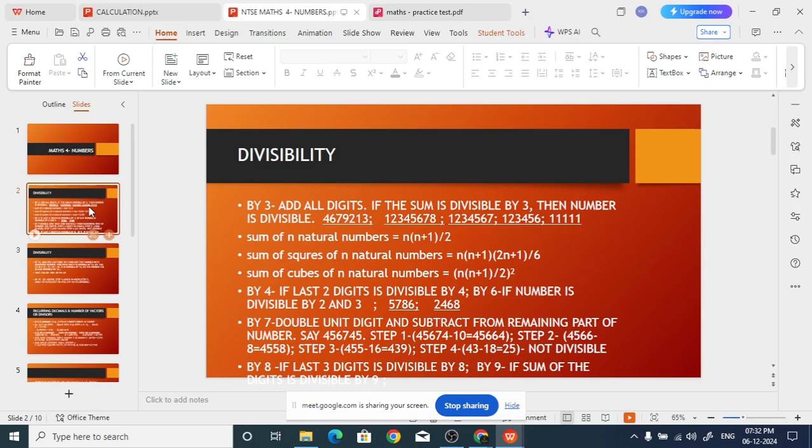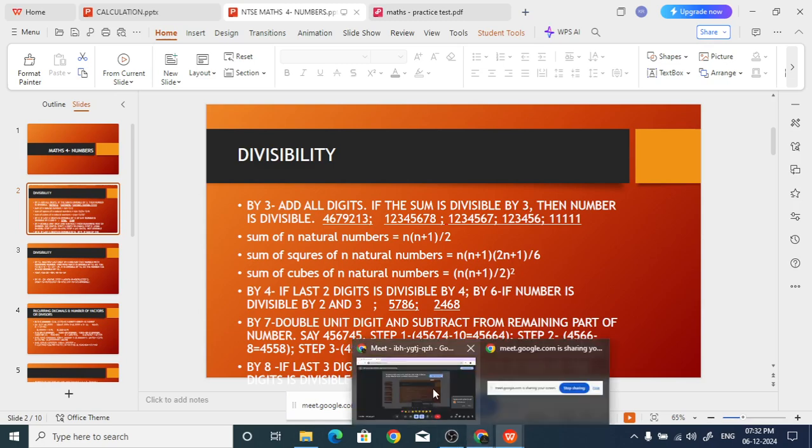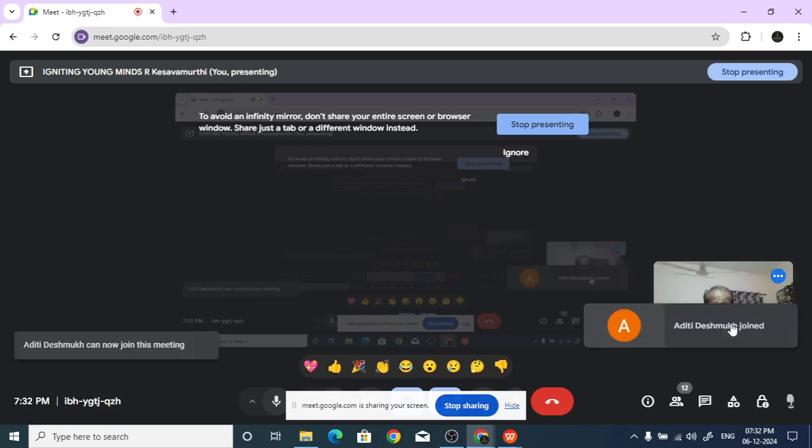Suppose a number is given. How do you find whether a number is divisible by 3 or not? If the sum of the digits is divisible by 3, then the number is divisible by 3. Suppose the number is 4679213, that is 46 lakhs 79,213. To know whether this is divisible by 3, add 4 plus 6 is 10, 10 plus 7 is 17, 17 plus 9 is 26, 26 plus 2 is 28, then 29, 32. Is 32 divisible by 3? No, sir. So then you can say the number is not divisible by 3.